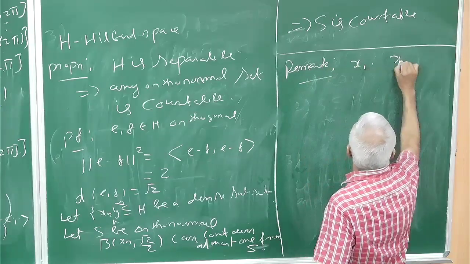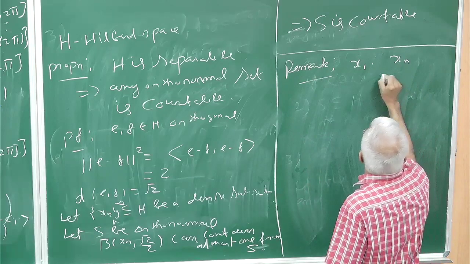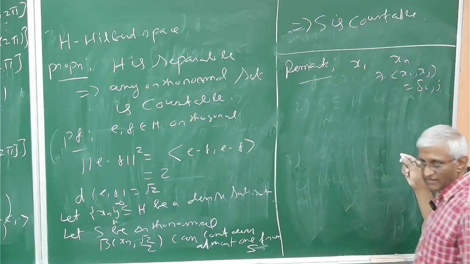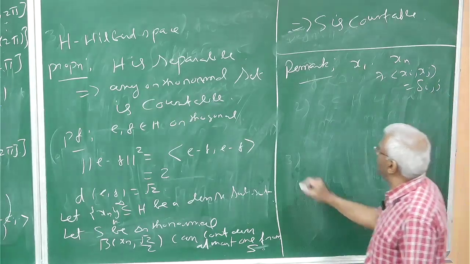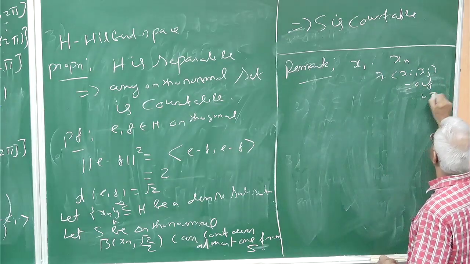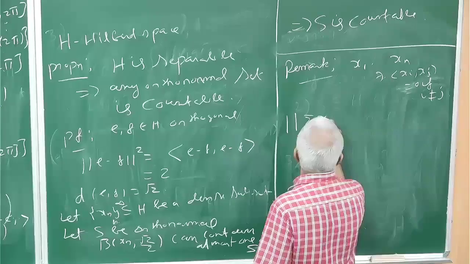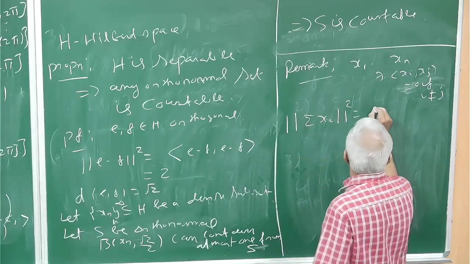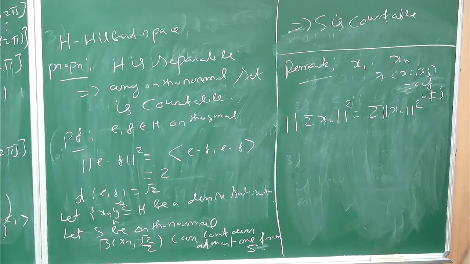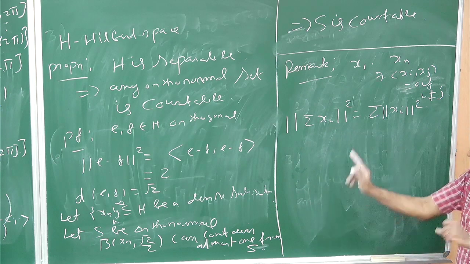If x1 up to xn are orthogonal to each other, that is, xi, xj equal to 0 if i is not equal to j, I'm not assuming orthonormal, then the norm of the summation of xi squared equals the summation of norm xi squared. You can easily see: if you take the summation of xi, the cross inner products will be 0, and only this will remain.